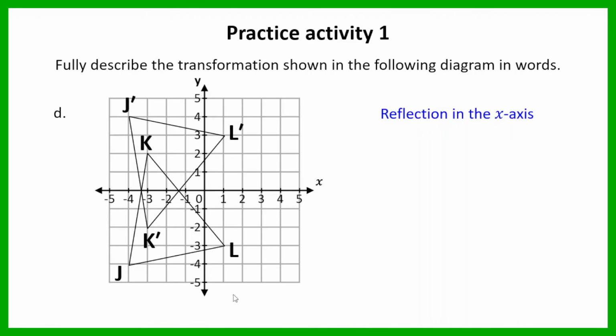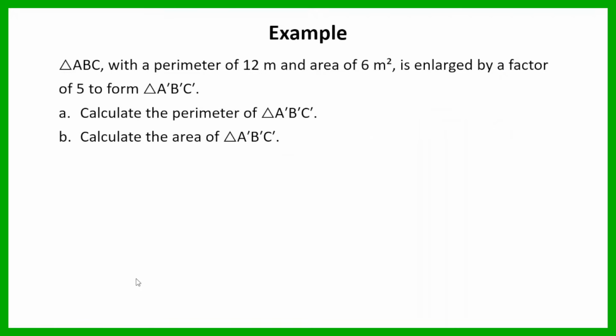Okay, now let's have a look at our next example. Triangle ABC with a perimeter of 12 meters and area of 6 meters squared is enlarged by a factor of 5 to form triangle A prime, B prime, C prime. So we've been told here that this is an enlargement transformation. We've been told what the factor is. There's no diagrams involved in this one. What they want us to do is work out what the perimeter of the image of ABC is after the transformation. They've told us what the perimeter of ABC was.